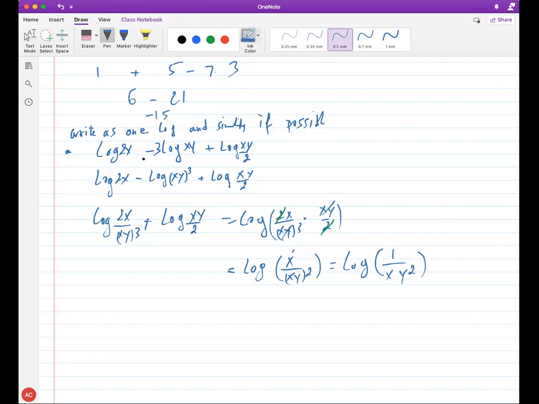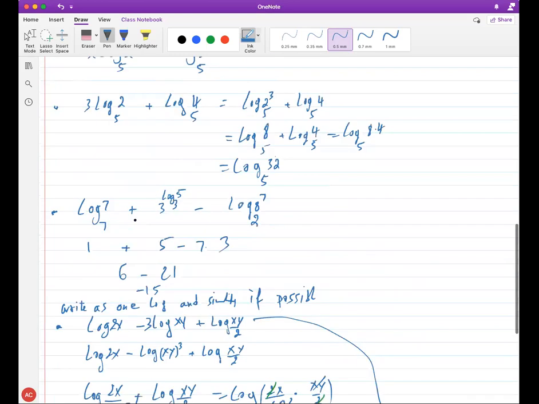And as you can see, we went from a bunch of logs into one pretty simple log. Does it need to be in parentheses? If you have a lot of stuff, I would suggest you put that in parentheses. It's not necessary, but I believe it makes it clear to read the log and what's inside of it.